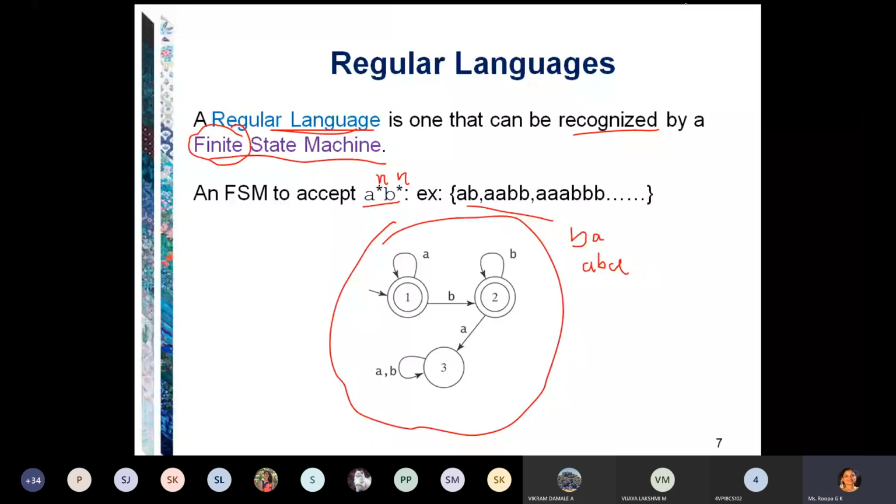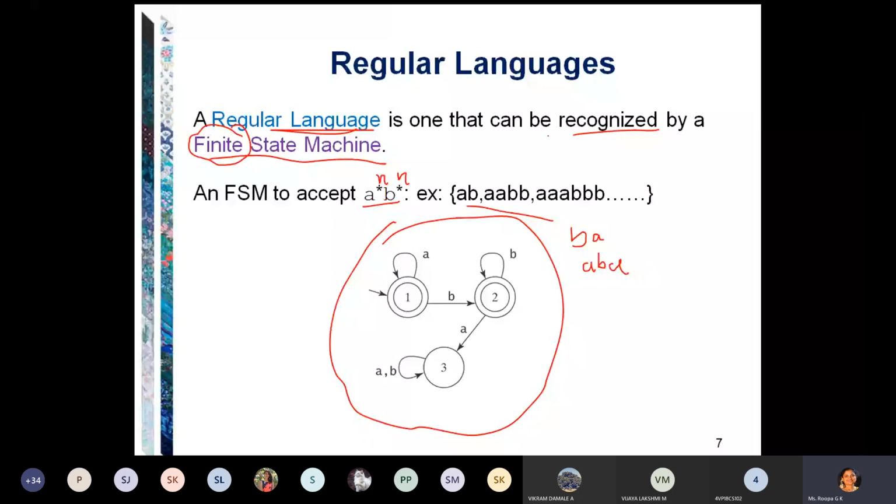What is the reason? It is not possible to keep the previous input. We keep on reading the input from left to right, but there is no way to count the number of A's. If we don't have the count, we cannot say whether it belongs to the language or not.